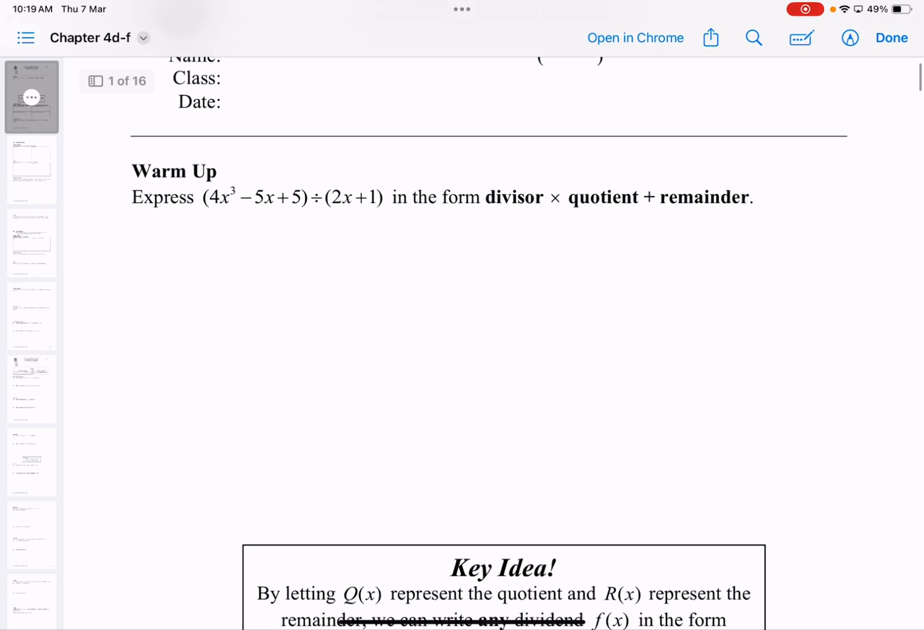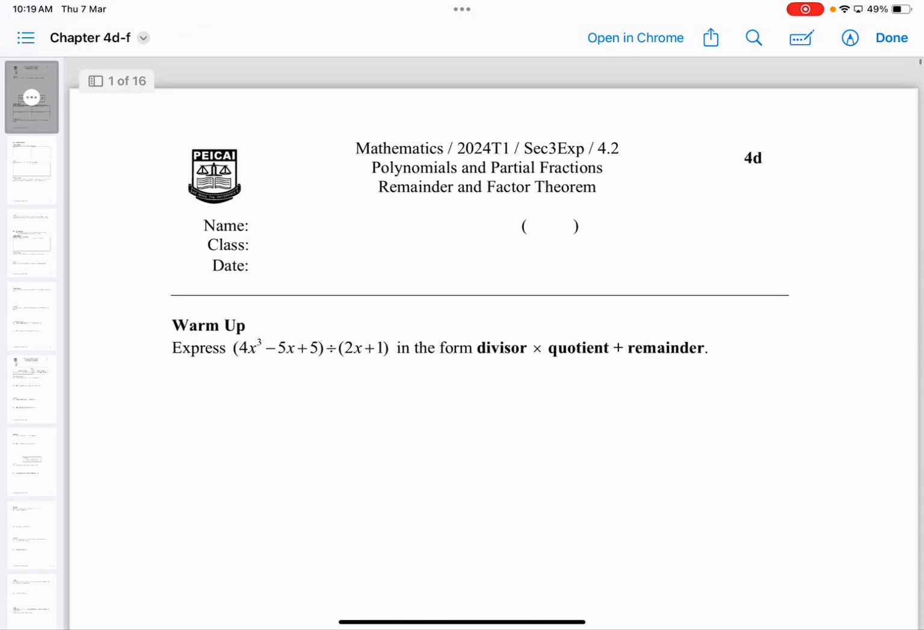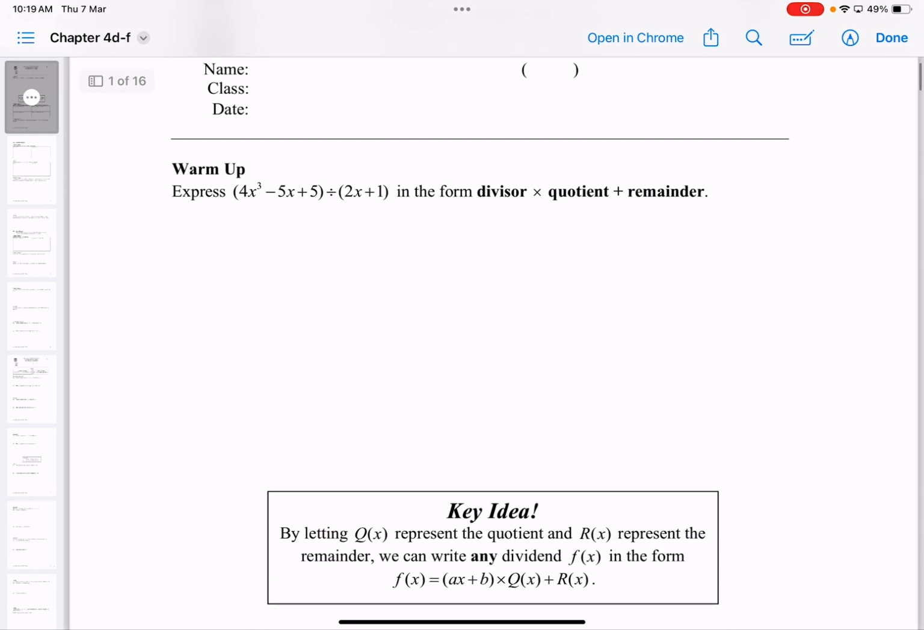So this warm-up exercise, we did this question before, right? This one is in your previous worksheet. Let me take a look. Yeah, okay. So this is question part B of the previous worksheet we have already done.